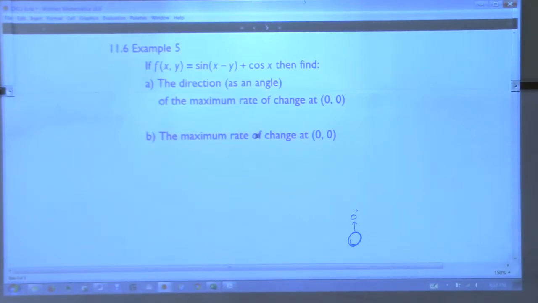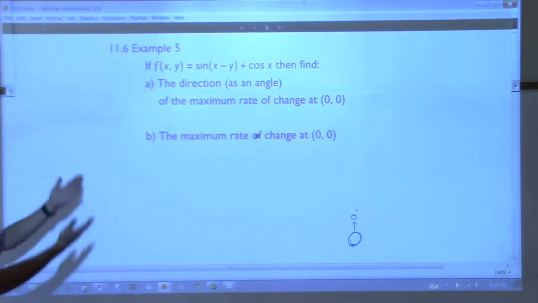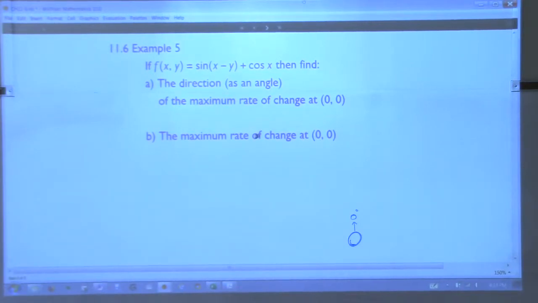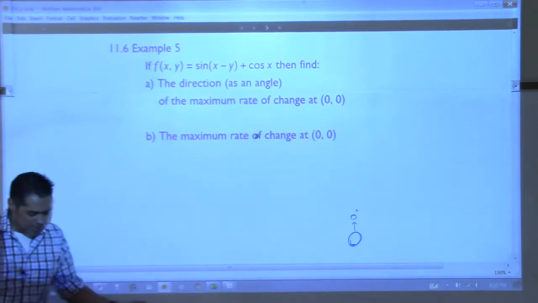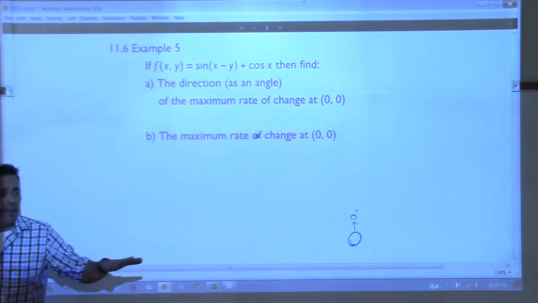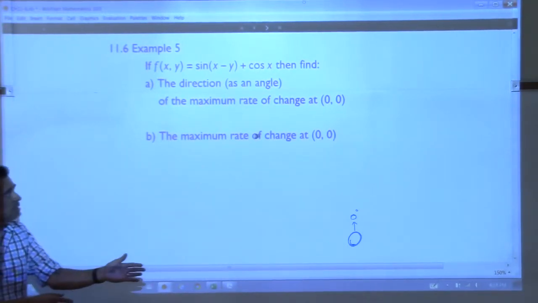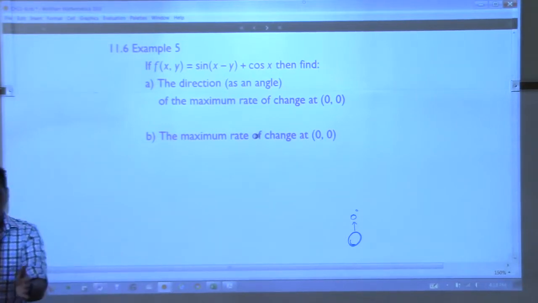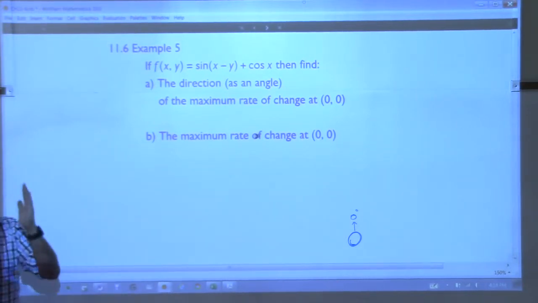So let's say we have this surface. Then find, first of all, the direction of the maximum rate of change at 0, 0. So we don't go anywhere. We plug 0, 0 into the function, we're standing there, we're up there, we're looking around, and we're like, okay, which way do I point to get the maximum rate of change? And then tell me what that maximum rate of change is.